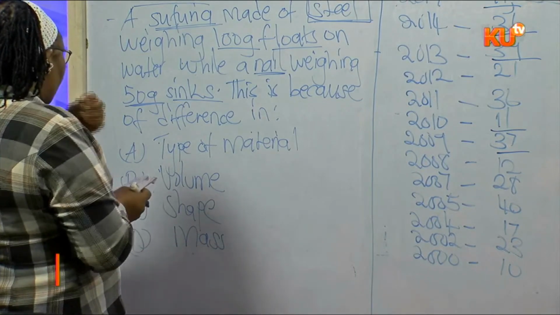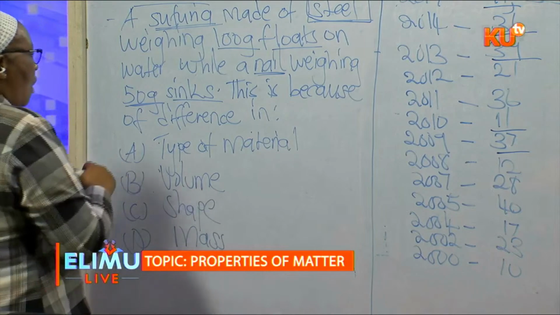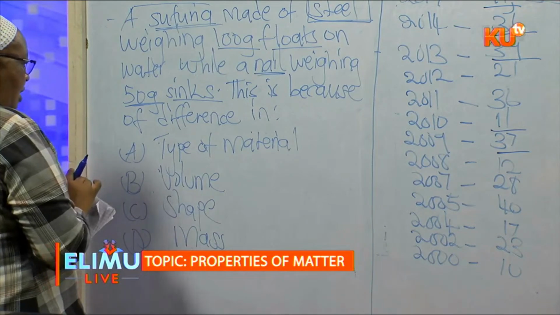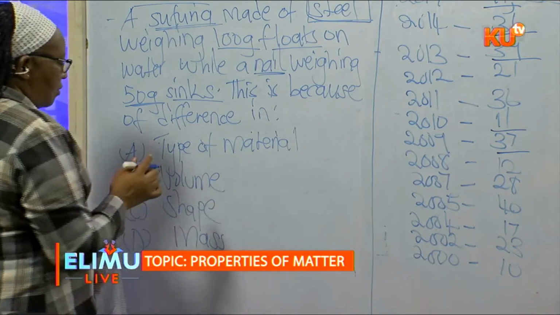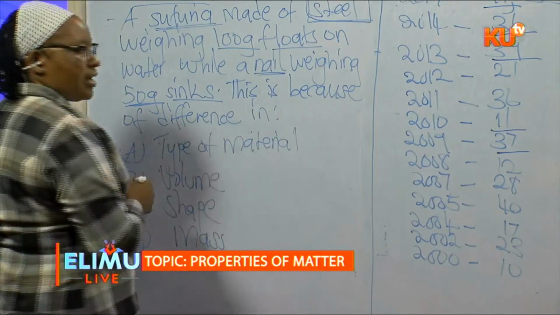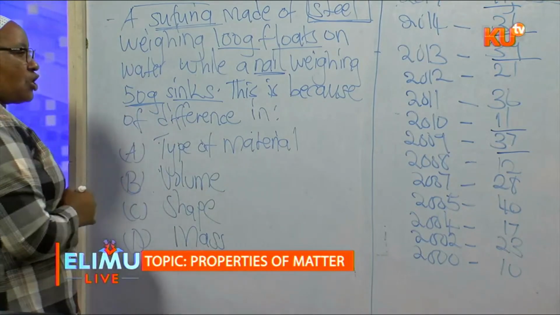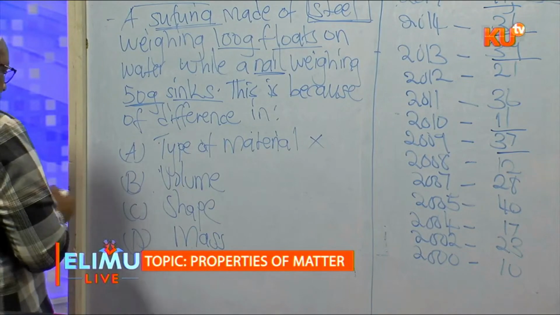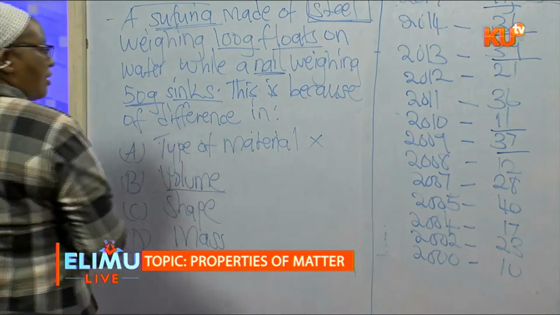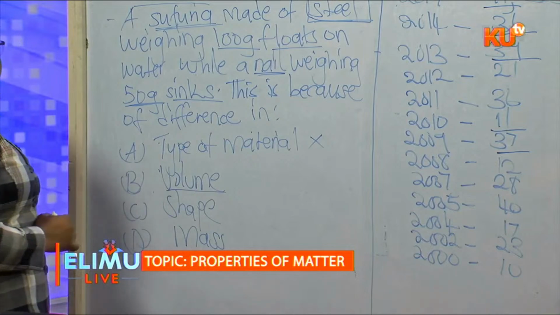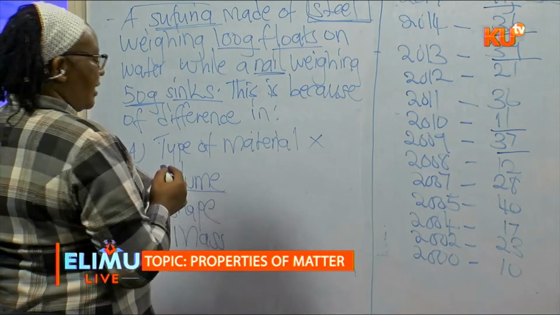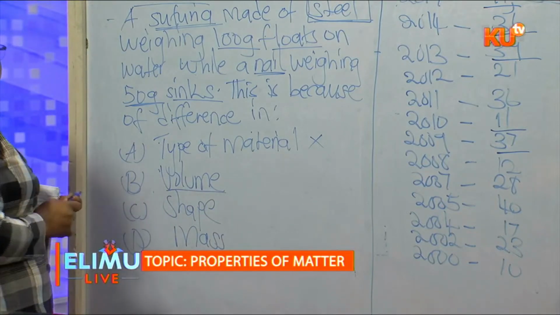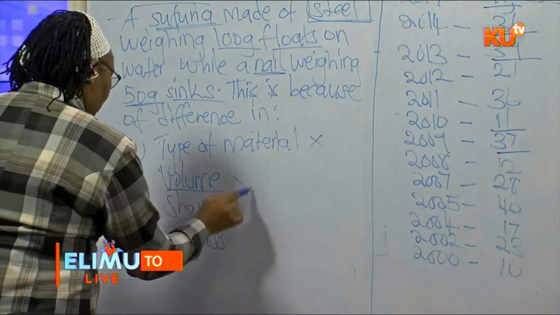Now, the question is, why does this sufuria float and why does the nail sink? Now, type of material. Both the sufuria and the nail, as you have seen, are made of metals. So this is not the reason why the nail will sink and the sufuria will float. It's not because of their volume, because volume is not in the syllabus as we investigate floating and sinking. At the same time, it does not affect floating and sinking. As we have seen earlier, volume does not affect floating and sinking. So it is also a wrong one.